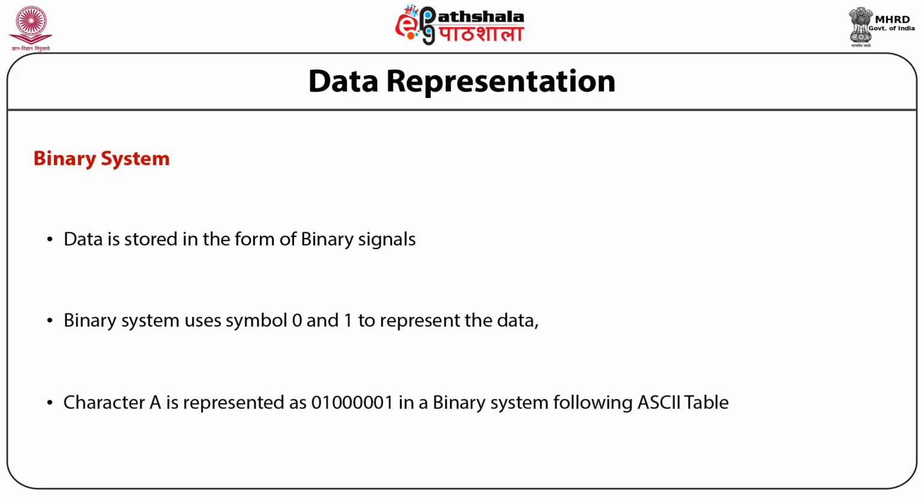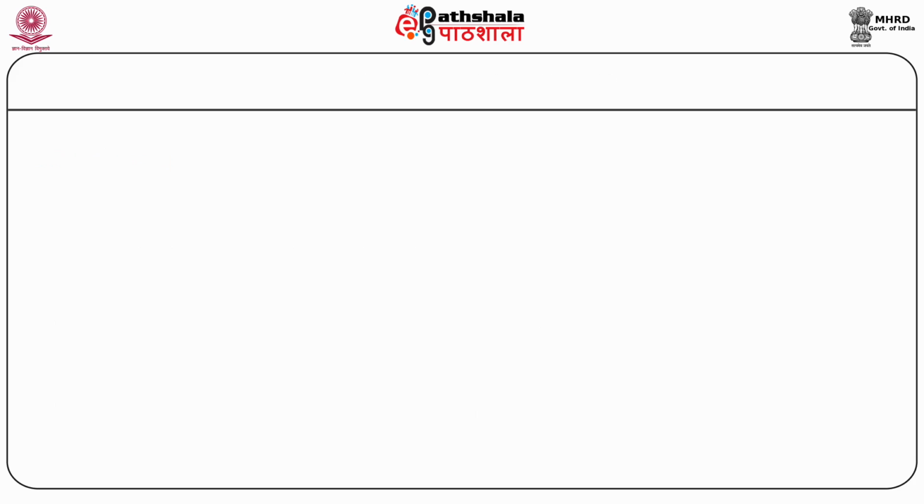So any character represented in the computer can be represented in the binary system as a series of zeros and ones, as the example shows. This is a representation of the character A as a series of zeros and ones in a binary system according to the ASCII table. The ASCII table is a standard table for characters and their respective decimal values.